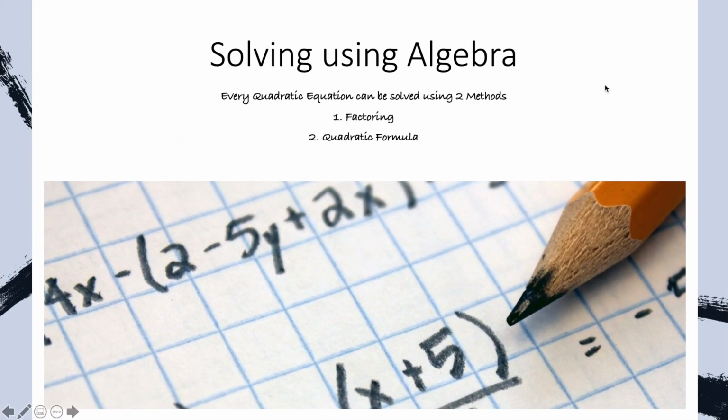So we can also find zeros using algebra. Every quadratic equation can be solved using these two algebraic methods. We can either factor and set x equal to 0, or we can use the quadratic formula. Now I already made a video explaining how to factor and how to use the quadratic formula step by step. You should see that video in the top right of your screen right about now, and I'll also link it in the description below.